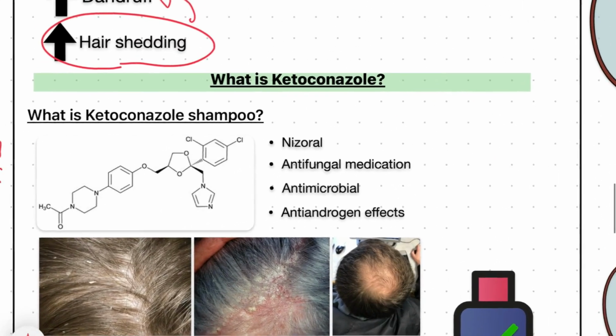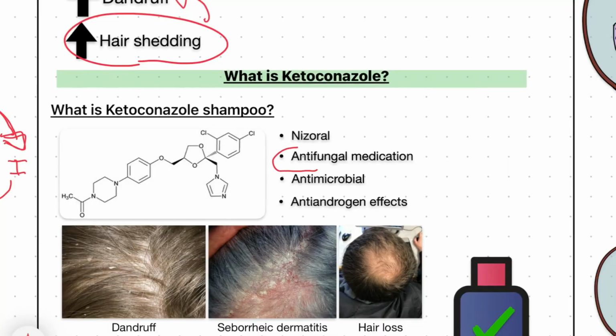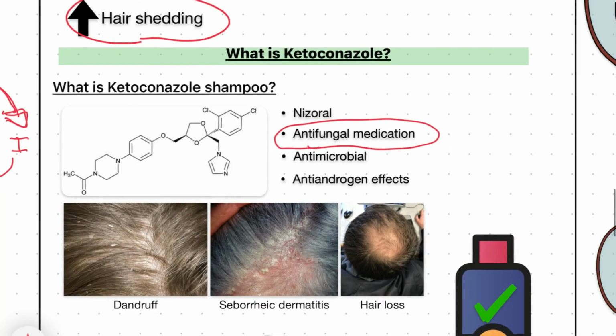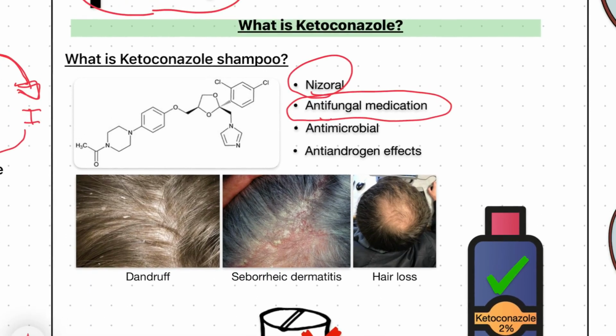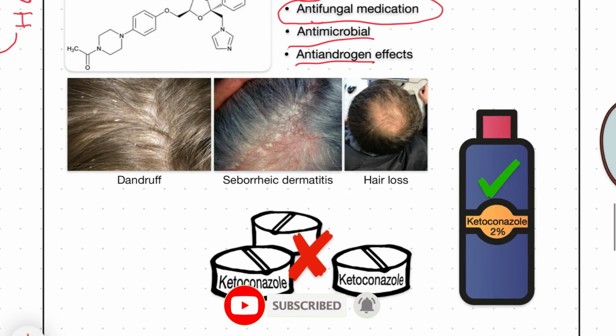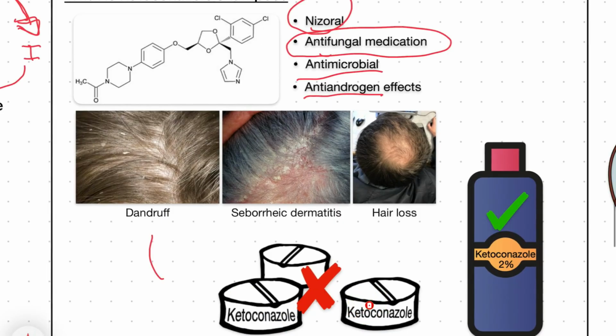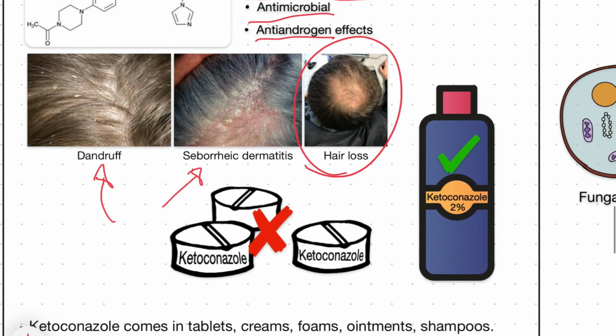So this is where ketoconazole comes in. Ketoconazole is an antifungal medication, which is also known by its brand name Nizoral. And there's also some evidence to suggest that ketoconazole has antimicrobial and anti-androgenic effects. Ketoconazole is used to treat issues like dandruff, seborrheic dermatitis, jock itch, athlete's foot, and obviously hair loss.